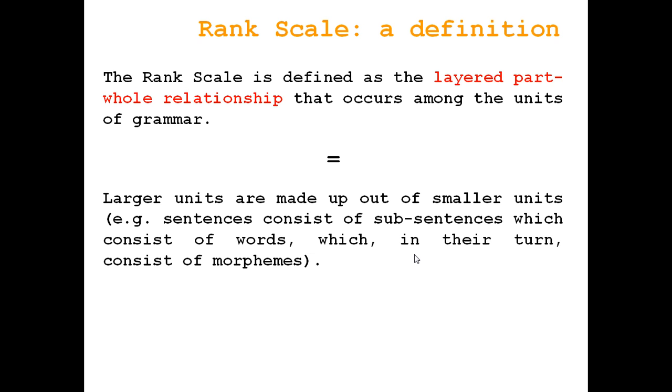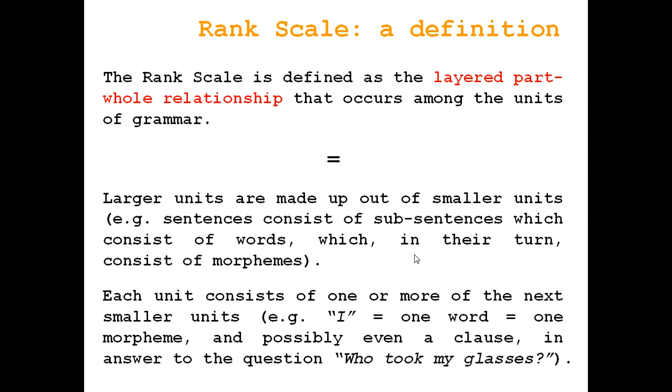So the concept here is that each time you have a larger unit, you can split it into lower level units. That's the basic notion of the rank scale, which I'll explain in more detail during the course of this presentation. Now, let's make another example. If you take a very basic unit, like I, the personal pronoun, that's one word, but it's also one morpheme and possibly also one clause.